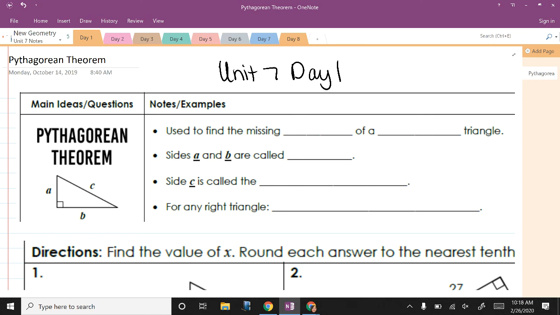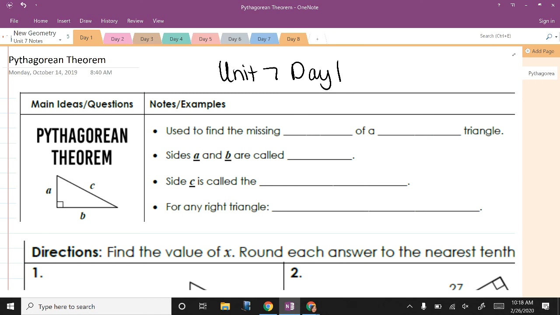We abbreviate that to a squared plus b squared equals c squared. Okay? But it's really talking about squaring the legs and adding those together equals the square of the hypotenuse. All right? So yes, we do abbreviate it to a squared plus b squared equals c squared. But that's not what the Pythagorean theorem actually says.